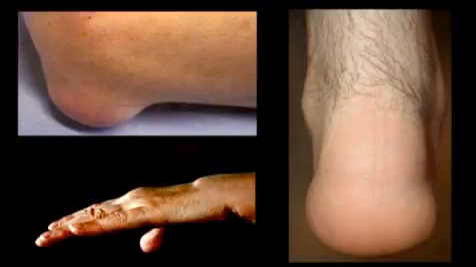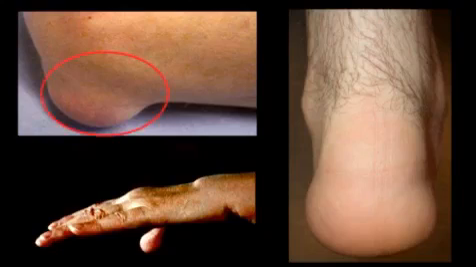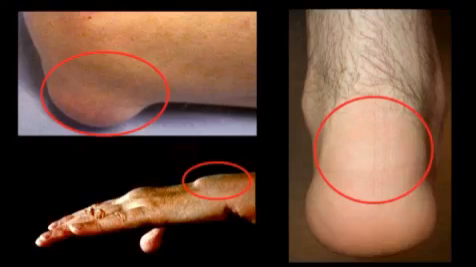With swelling of periarticular structures such as bursitis, tenosynovitis, or enthesopathy, the contour and position of the swelling alone often suggests which structure is affected.